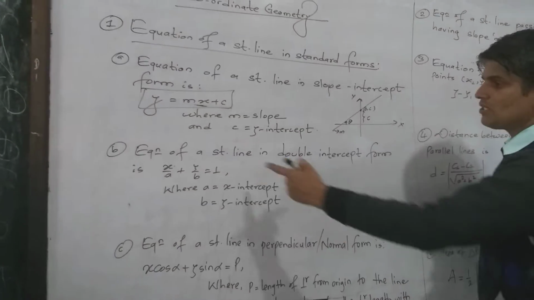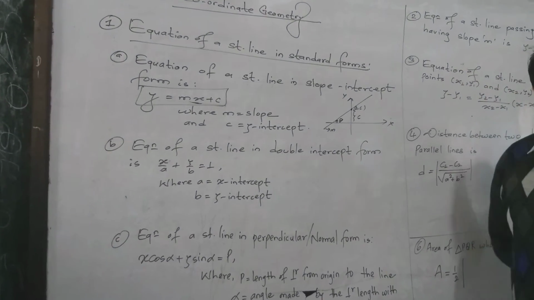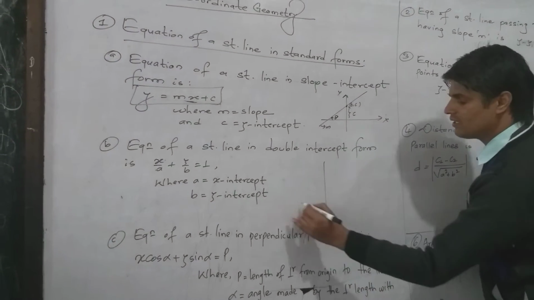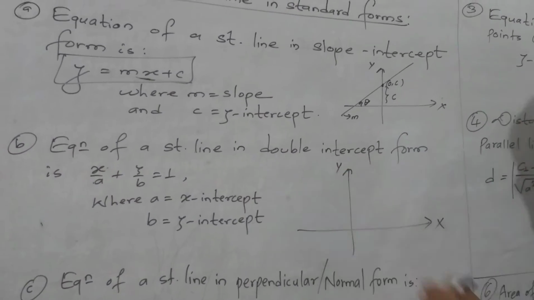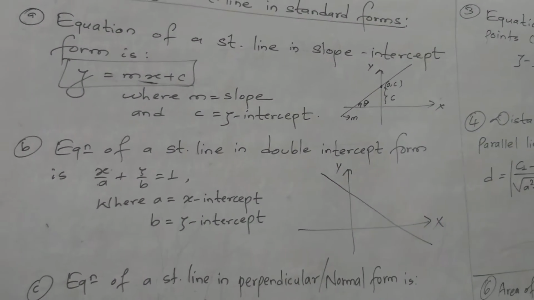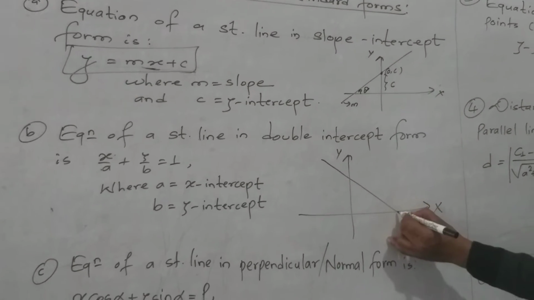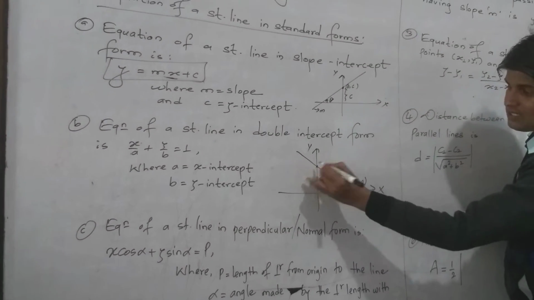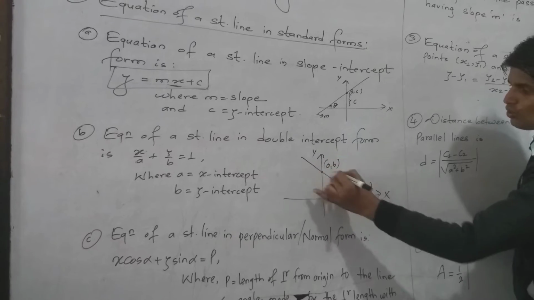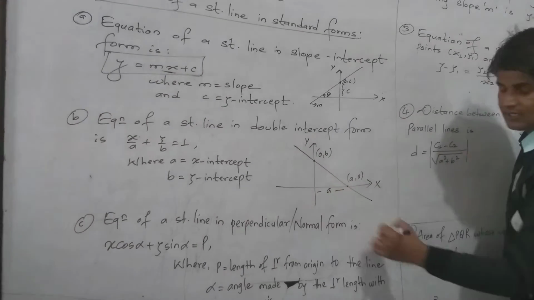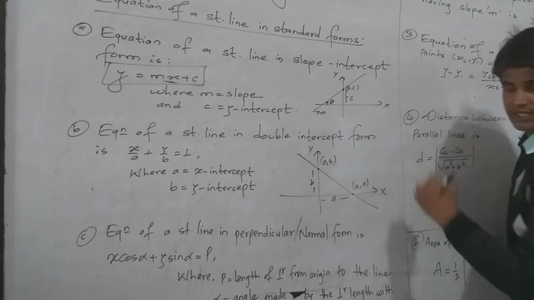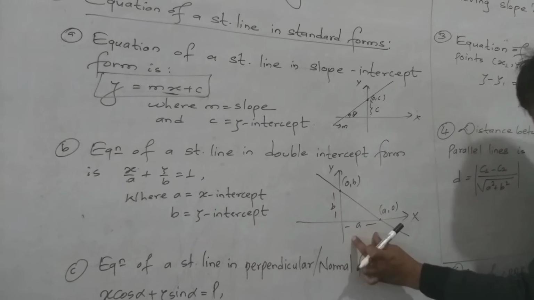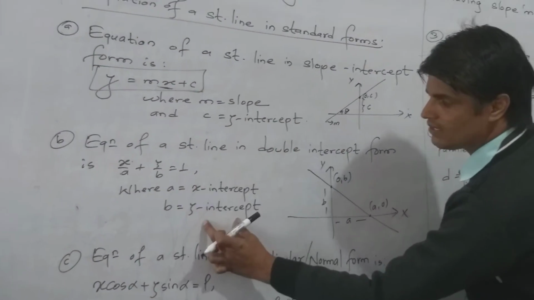Next one is the equation of a straight line in double intercept form. So how many intercepts are here now? Two. That's why it's double. In the graph, let us see the x-axis, y-axis. Let this line cut the x-axis and y-axis at 2 points. The line cuts the x-axis at (a, 0) and the y-axis at (0, b). So the x-intercept will be a units and the y-intercept will be b units.